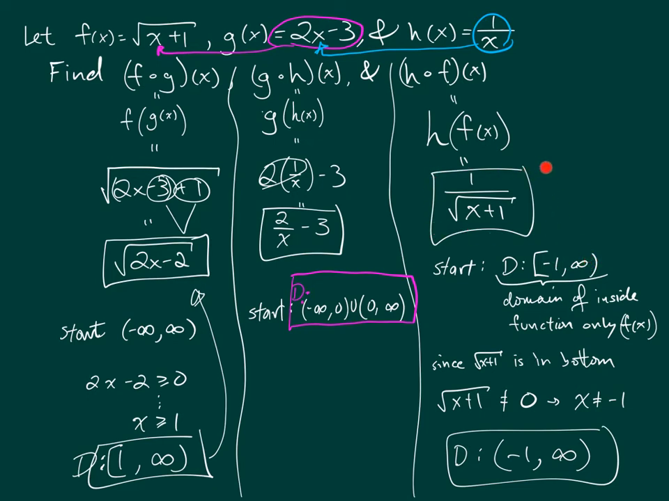But then we have to see if this final composed function affects this domain. Since the square root is in the bottom, that means the square root cannot equal 0, which means x cannot equal negative 1. So that means we have to change this ending symbol, because this symbol allows x to equal negative 1, but then we just said x cannot equal negative 1, meaning we will have this parenthesis here instead.